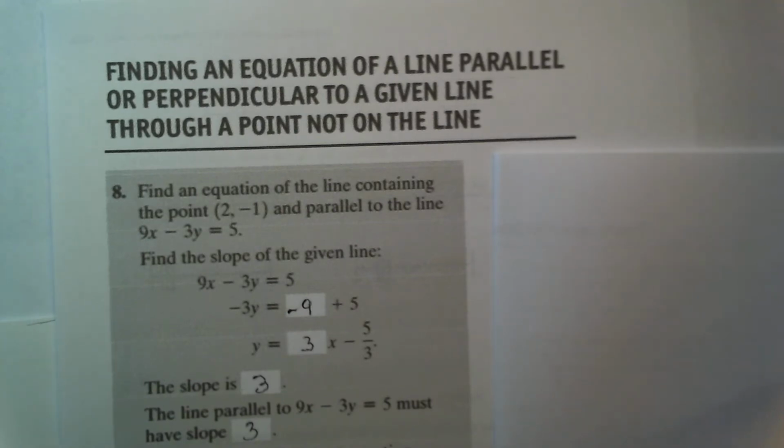And now we substitute 3 for m and minus 7 for b in the equation y equals mx plus b. So that means that y equals 3x plus negative 7. And we rewrite that as y equals 3x minus 7.